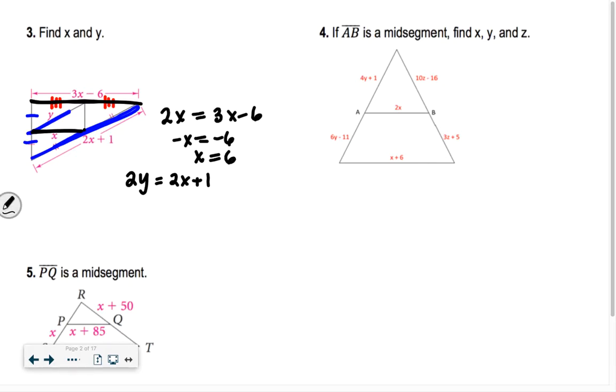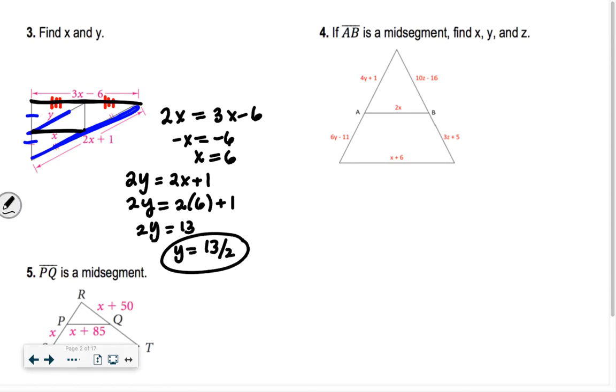Just move things around. So I have 2y equals 2x plus 1. Well, now I know what x is, so I plug it in. I do 2 times 6 plus 1 is equal to 2y. So 2y equals 13. So y is 13 over 2, or you could write 6.5 if you want. Those are our two answers.